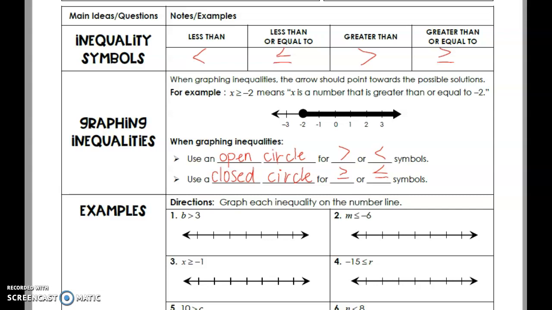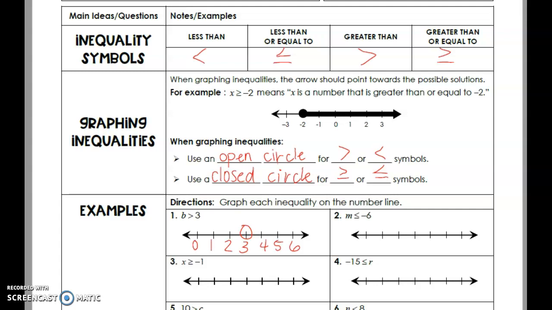Now let's look at graphing inequalities on a number line. Number 1, b is greater than 3. Since this is the greater than symbol, we're going to use an open circle. Let's first label our number line: 0, 1, 2, 3, 4, 5, 6. Since b is greater than 3, we're going to use an open circle because it does not include 3.